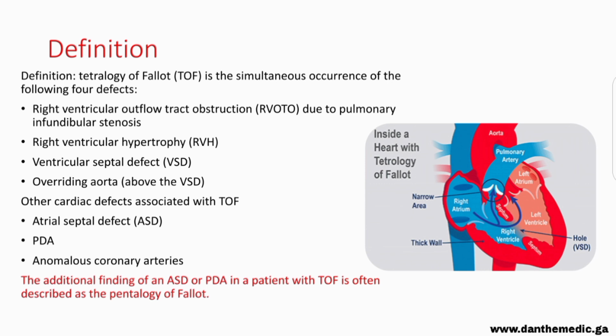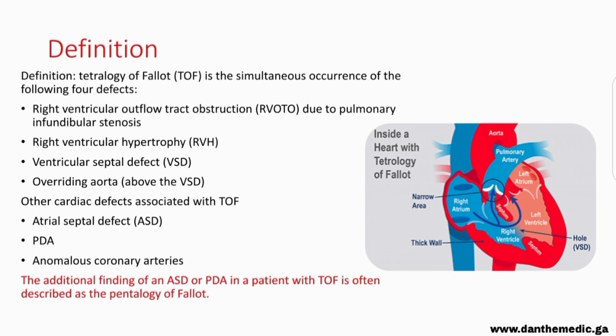So I believe by now we should know the difference between cyanotic and acyanotic congenital heart diseases. Just for a recap, cyanotic, of course, as the name implies, are the congenital heart diseases that are accompanied with cyanosis, and they are mainly characterized by right to left shunt. So Tetralogy of Fallot is one of the cyanotic congenital heart defects.